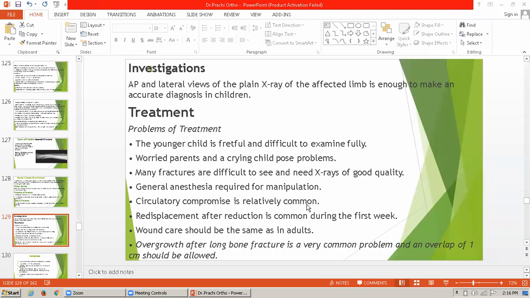and circulatory compromise is relatively common. Redisplacement after reduction is more common during the first week, and wound care should be the same as in adults. Overgrowth along a long bone fracture is a very common problem, and an overlap of about 1 centimeter should be allowed.